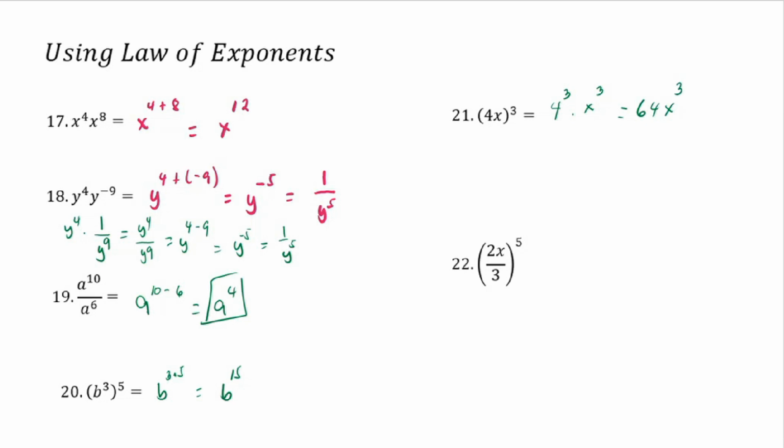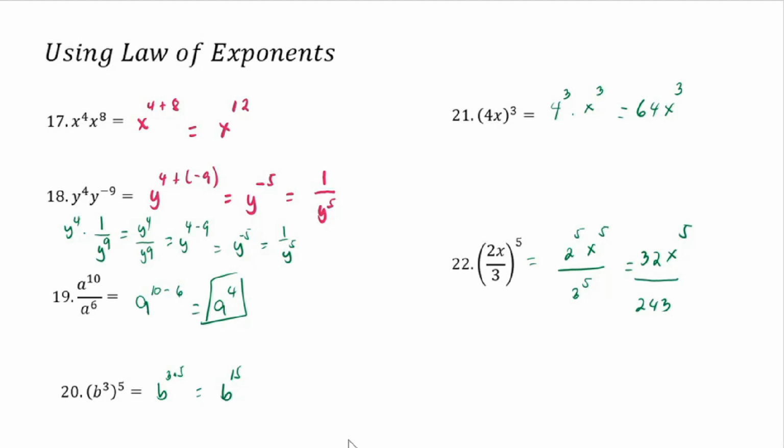And number 22, we have 2x over 3. The quantity will be raised to the power of 5. So we are going to distribute the power to each term. We have 2 raised to 5 times x raised to 5 over 3 raised to 5. Simplifying 2 raised to 5 means 2 times 2 times 2 times 2 times 2, five times. Therefore, 2 raised to 5 means 32. So we have 32 x raised to 5. And what is 3 raised to 5? That is 243.